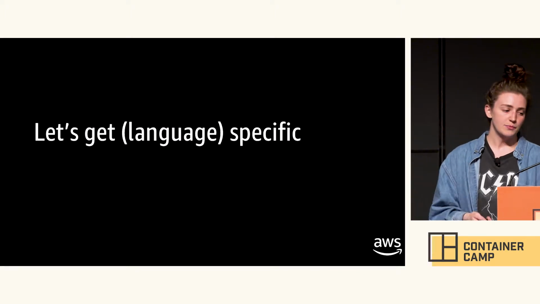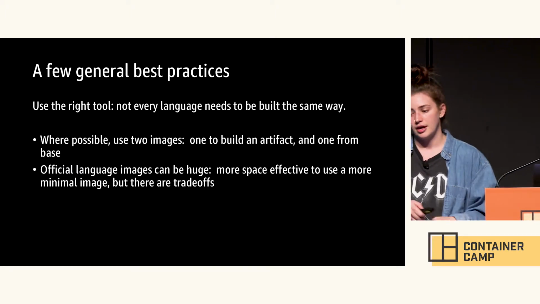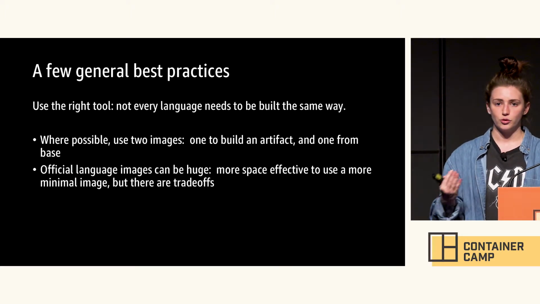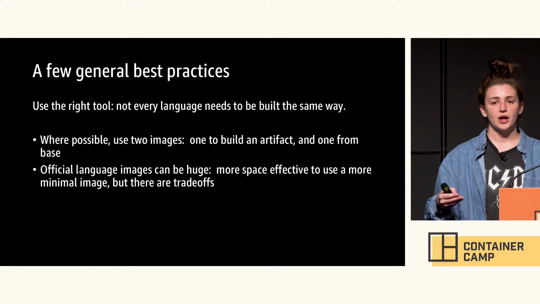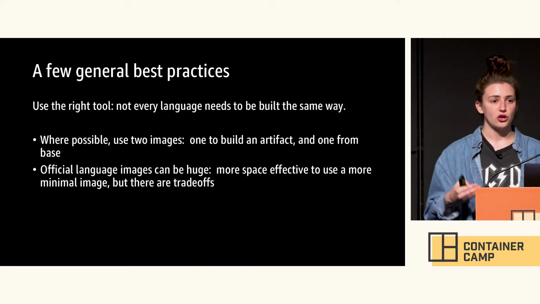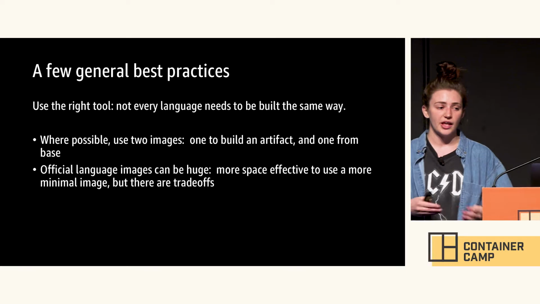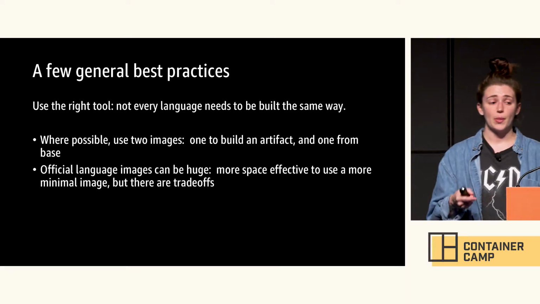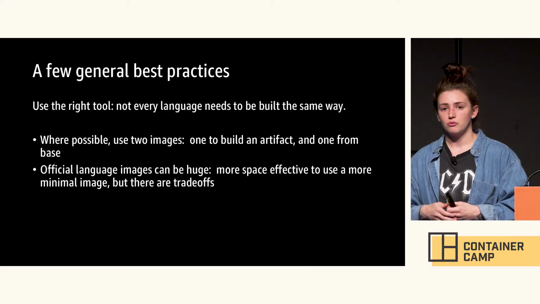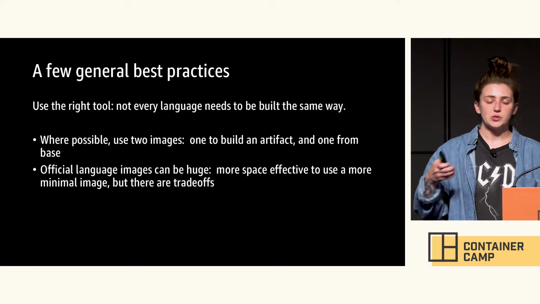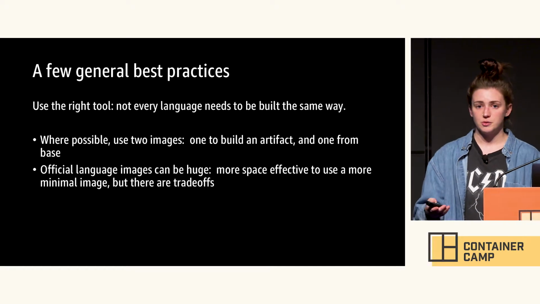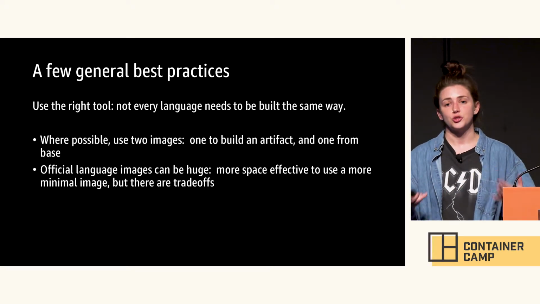So a couple of language-specific examples. So these are kind of tools, I think, that apply to things beyond creating minimal container images, but use the right tool. So if I'm using Node and you're using Python, they don't need to be built the same way. Make sure that you're using the right tools for the job. In a lot of cases, you can use 2 images, so one to build the artifact, and then one to build from that base. Official languages can be really pretty big, right? So it's more space effective to use a minimal base like Alpine, but it's not necessarily the most efficient. You have some trade-offs, and we'll look at that. But make sure that you're using the right tool, right?